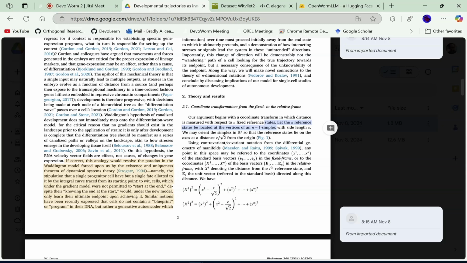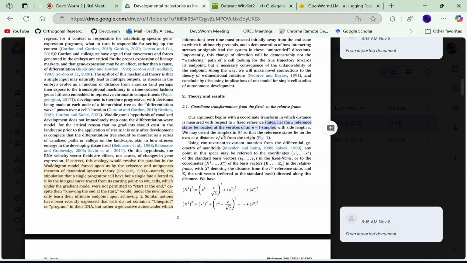If correct, this analogy would resolve the paradox in the Waddington model, forced upon us by the existence and uniqueness theorem of dynamical systems theory, namely, the stipulation that a single progenitor cell have but a single fate allotted to it by the integral curve traced from its starting point, which are cells, which under the gradient model would not be permitted to start at the end, despite their knowing the end at the start. This would, under the new model, only learn their ultimate endpoint upon achieving it.